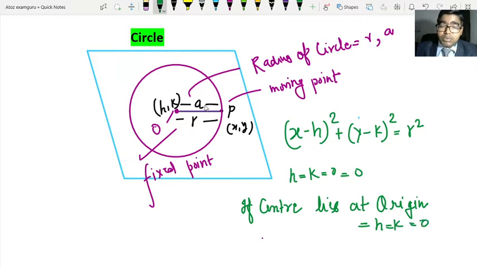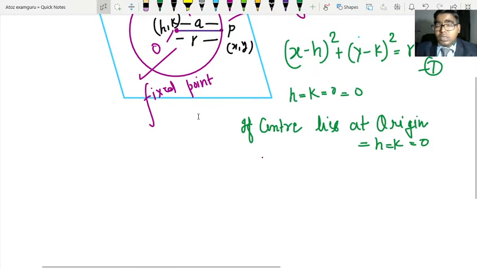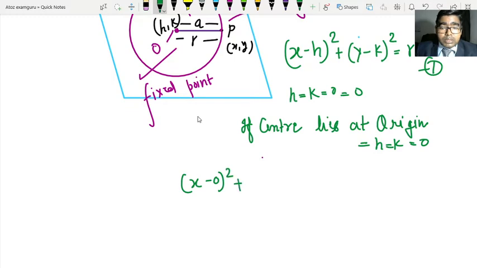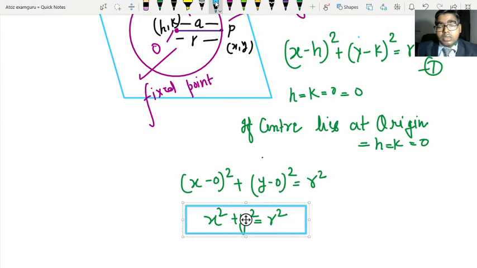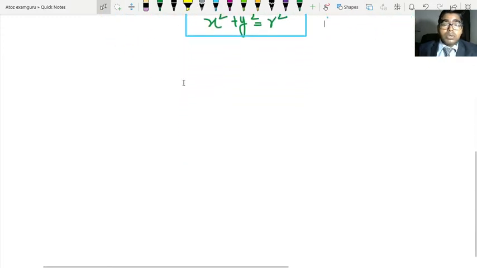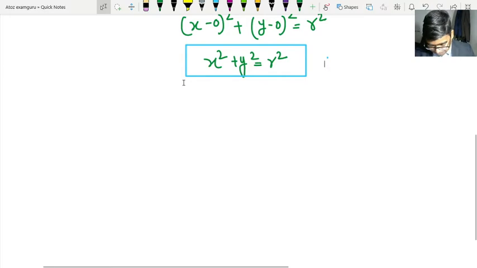If we put this value in the above equation number 1, we will get x minus 0 whole square plus y minus 0 whole square equal to r square, which means x square plus y square equal to r square. Dear friends, this is the general equation of the circle whose center lies at the origin, right friends? So let us see one question based on this formula.